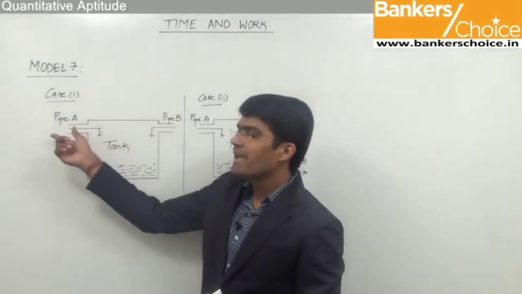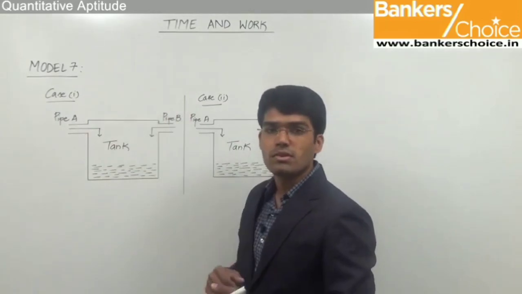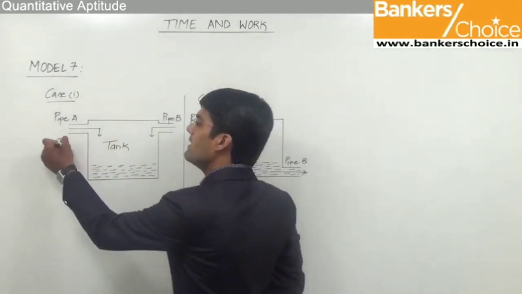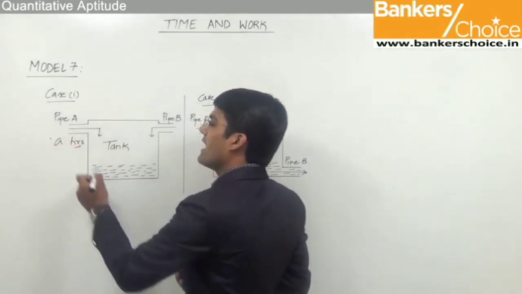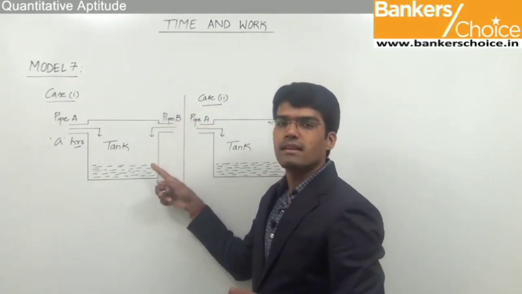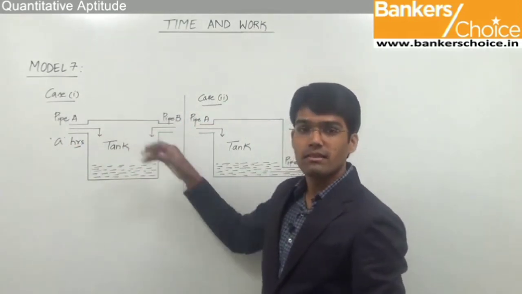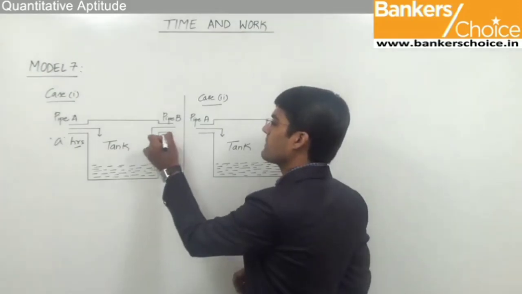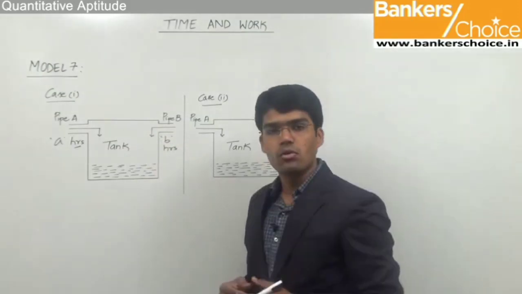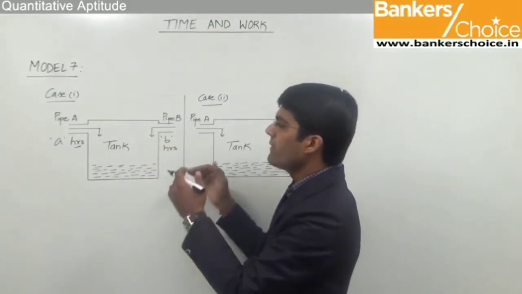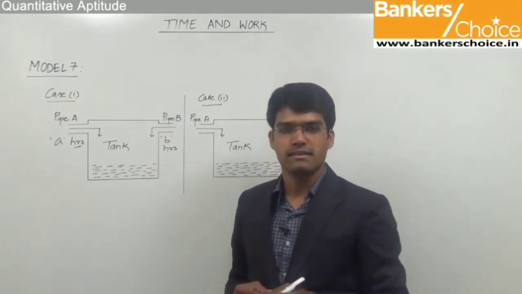Now when pipe A is running alone and pipe B is closed, the tank can be filled in A hours. And when pipe B is running alone and pipe A is closed, the same tank or the same cistern can be filled in B hours. So we are supposed to find out how much time will be required when both the pipes are running simultaneously.